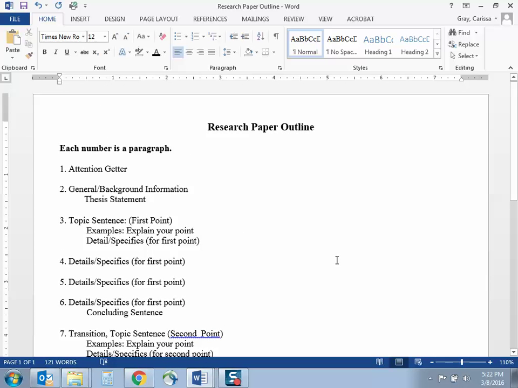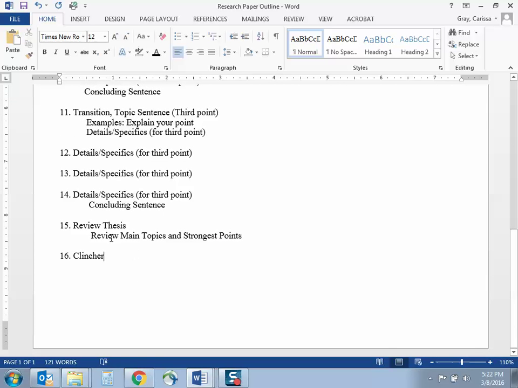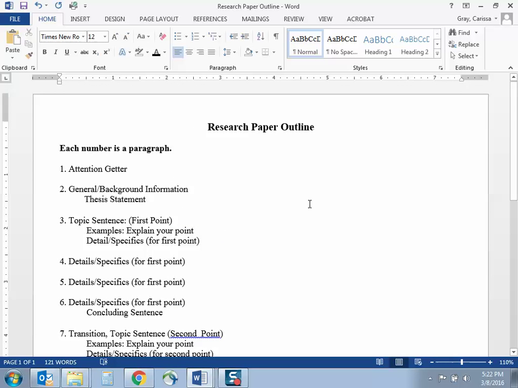This is many more paragraphs than you are used to writing. So far we have only written 5 paragraphs. Well, in a research paper it has to be 6 to 8 pages long with a minimum of 16 paragraphs. And don't worry, because you already know the components. For instance, you know what an attention getter is. You know about the general background information and thesis statements. You know about topic sentences, examples, details, and specifics. And in the conclusion, you know about review thesis statement, review main topics, and a clincher. So you know all of the components that go in the research paper. You just have to write more and include research. And that will make your essay much longer.